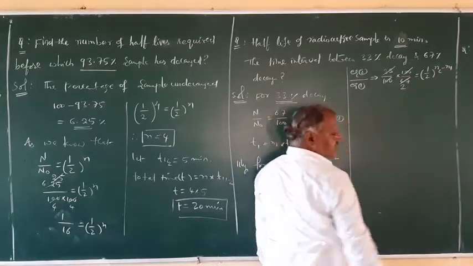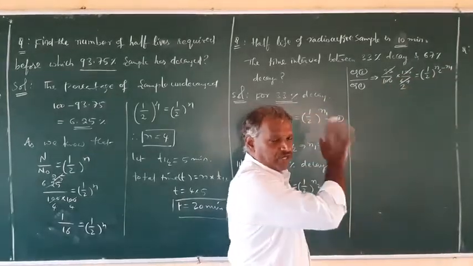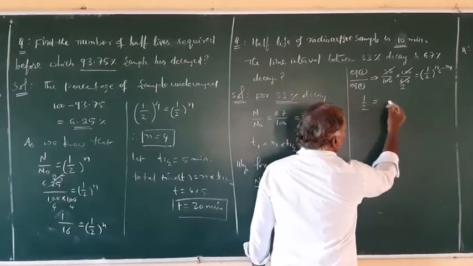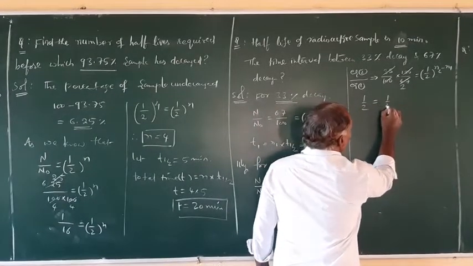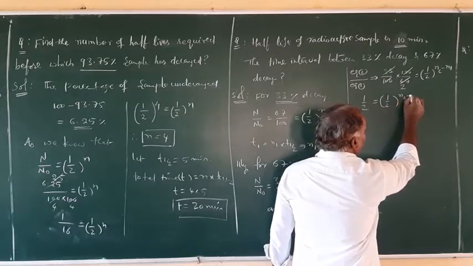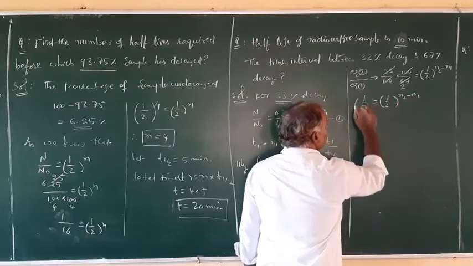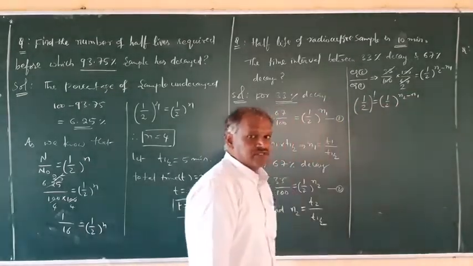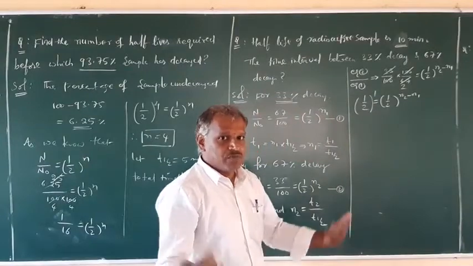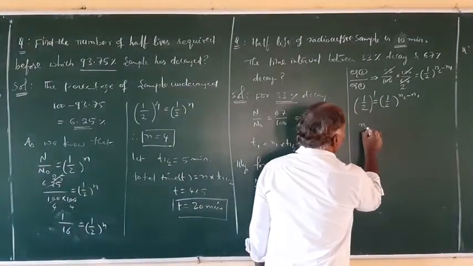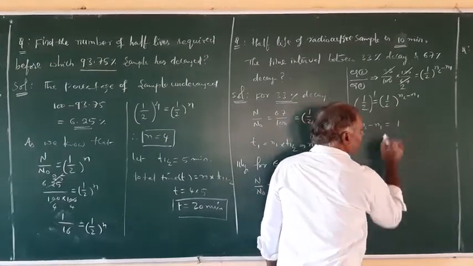33 to 66, but 67 is there. Approximately you can write 1 by 2. So I can write this as 1 by 2 is equal to 1 by 2 power n2 minus n1. So here 1 by 2 power 1, here also 1 by 2 power 1. On the LHS and RHS the bases are equal, so the powers can be equated. So from this equation I can write n2 minus n1 is equal to 1 only.